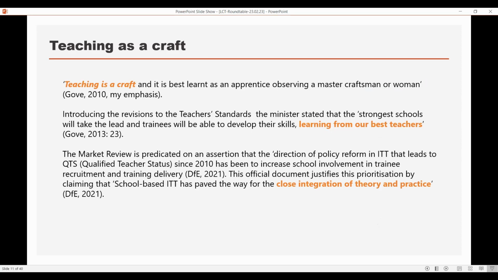So Gove talked about teaching as a craft, being best learnt as an apprentice, observing a master craftsman or woman. So a particular articulation there of teaching as a craft, and also a particular articulation of craft knowledge there. And I'm using that word particular in a particular way, because not all folk would describe craft knowledge in that way. Teachers quite often talk about a craft knowledge, the craft of teaching. There is some research evidence that suggests that other professionals don't use the term craft in quite the same way. And again, you may want to make connections with your own field.